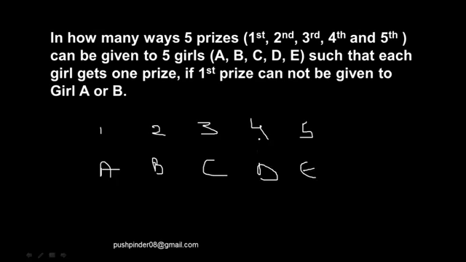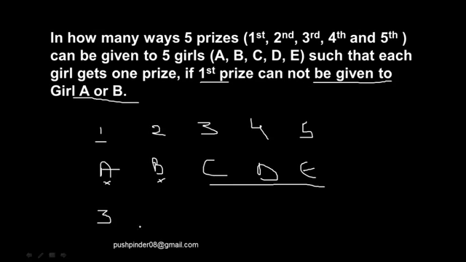Okay, now what is the condition? The first prize cannot be given to girl A or B. Now let's give the first prize. The first prize cannot be given to girl A and it cannot be given to girl B. So how many ways are there to give the first prize? Yes, there are 3 ways in which I can distribute the first prize. It can be given to either C, D or E, right?